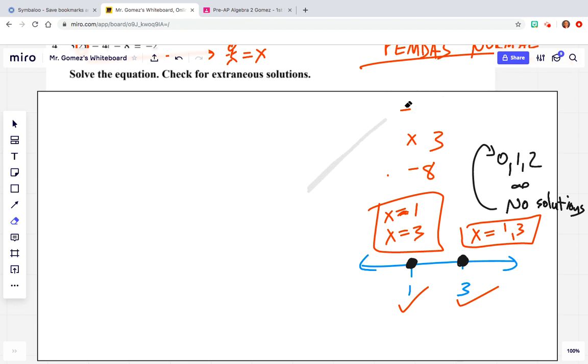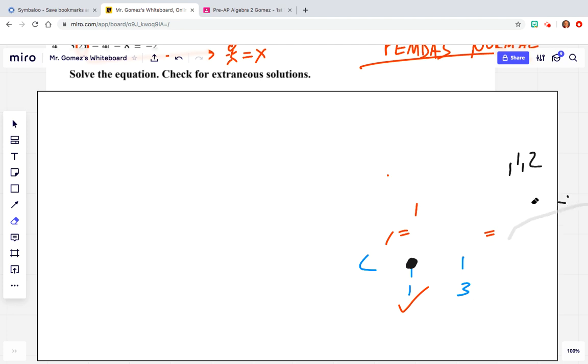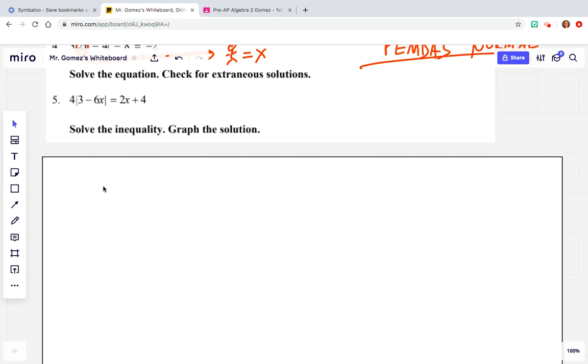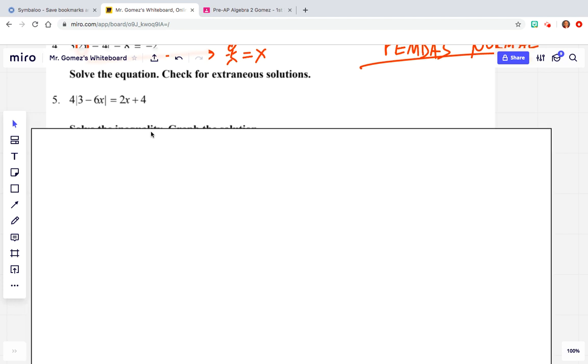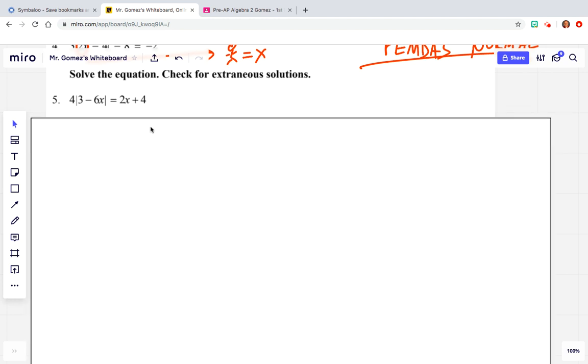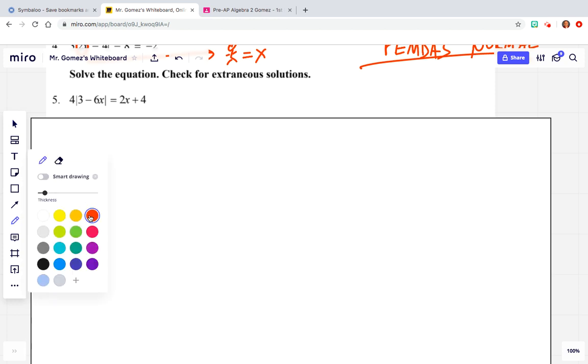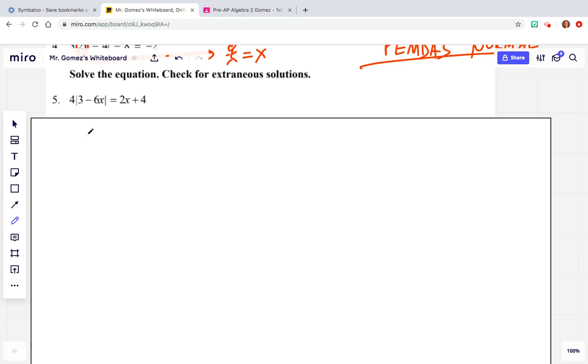All right, so now let me erase all of this, our last question for this video, number 5. All right, so number 5 is saying solve the inequality. Oops, no, that was for number 6. It looks like I accidentally copied that for number 6. So solve the equation again and check for extraneous solutions. So it's looking basically for the same thing that number 4 was looking at.